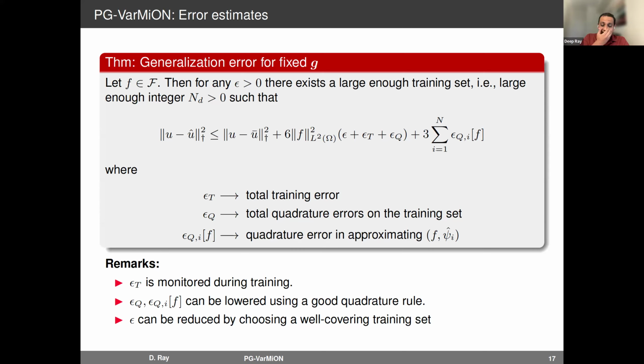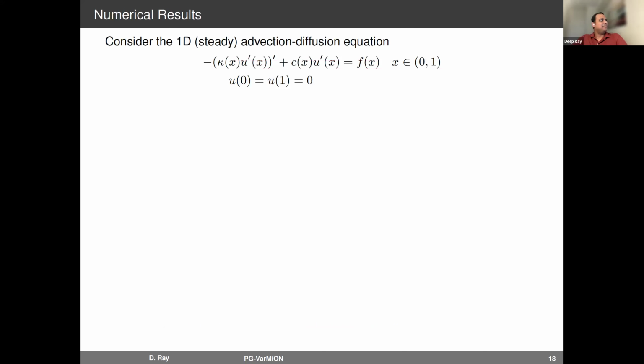But of course, this is what we have for generalization error. But let me convince you that the approach that I have works through some numerical experiments, okay? Because if the numerical experiments don't exist, then what is the point of this theory? Because it's not really a usable method. Okay, so let's look at the 1D steady advection-diffusion equation. We have 0 Dirichlet conditions on the left and the right. So it's a simple 1D problem. Kappa is my diffusion coefficient. C is going to be a velocity field.